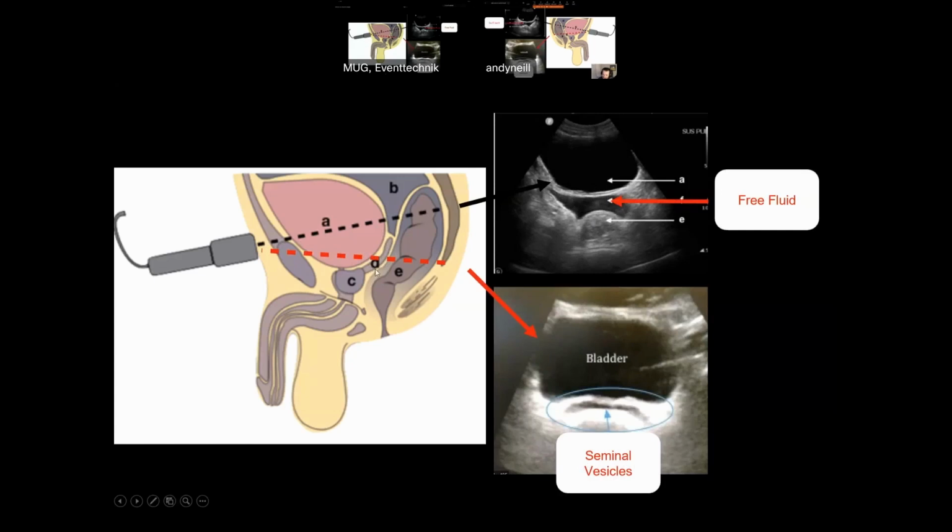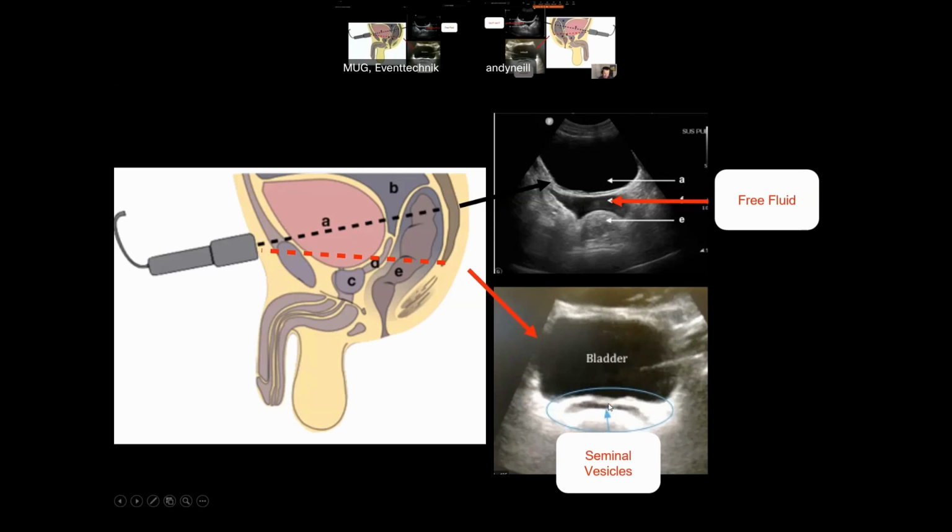What these things are here are the seminal vesicles, and they can give you a false positive scan because you can see how you could confuse this. You're still seeing bladder, and you're still seeing this black stuff that looks just like fluid. So just be careful with that. Seminal vesicles are often a false positive when people are first learning the FAST scan. And again, you should be able to see this in your male models tomorrow. You should be able to see the seminal vesicles.